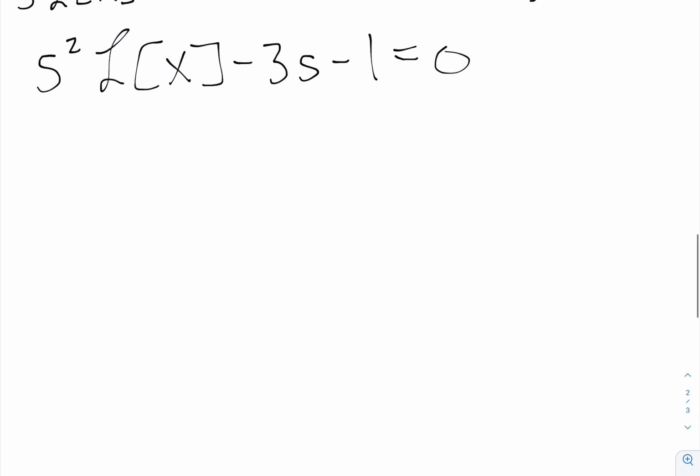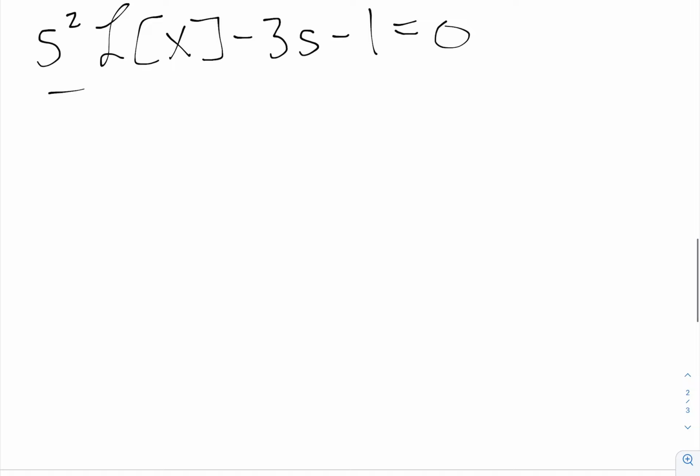So now we're entering the s domain. We have an s squared, we have a 3s, and once we take the Laplace transform of x, we would also get things in terms of s. So what we want to do now is solve for L of x, because right now we have s squared times L of x, and it's buried within all this other stuff.